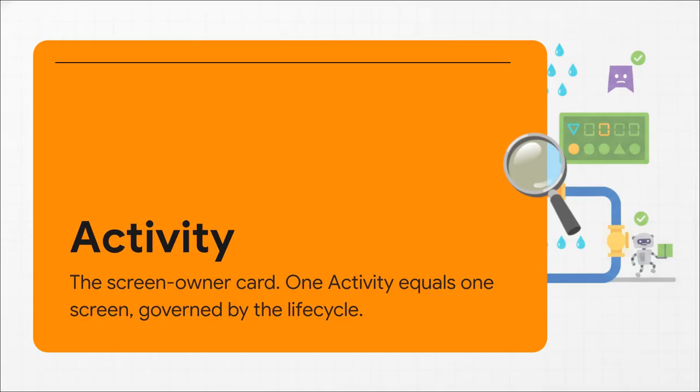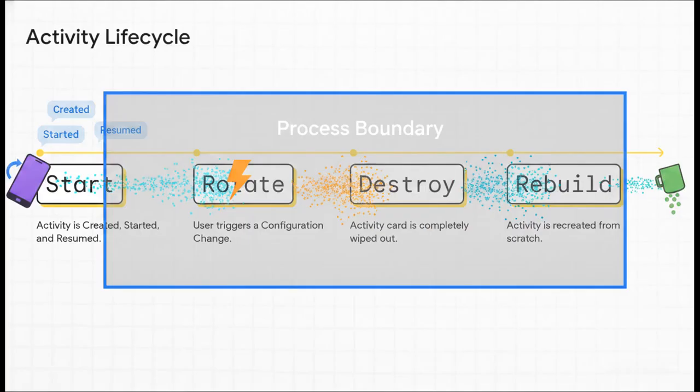Now we get to the activity. This is your screen owner card. One activity card equals one screen, and its entire existence is dictated by the Android lifecycle. It's born, it lives, and it dies based entirely on what the user is doing. And this brilliantly illustrates our opening problem, a configuration change, like a screen rotation. Look at the timeline. The activity goes from created to started to resumed. But when you rotate, the activity card is completely destroyed and recreated from scratch. But notice, the process boundary holds firm. The sandbox didn't die, only the screen did.